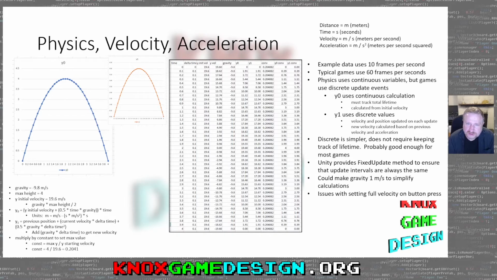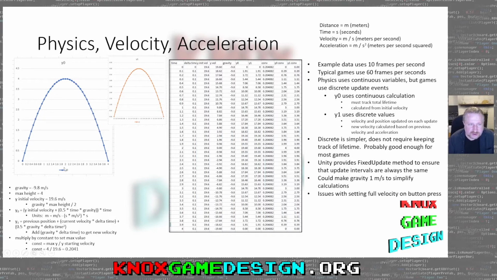There's two ways you can approach this. One, you can use what I'm calling a continuous calculation. With that, you have to track the total lifetime from when the curve started to where it ends. If you don't want to track the lifetime, then you can use the discrete values on each update.